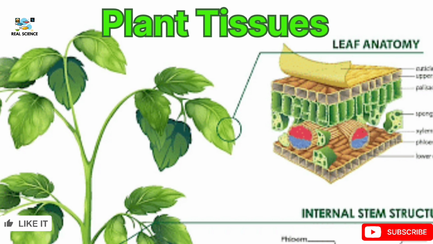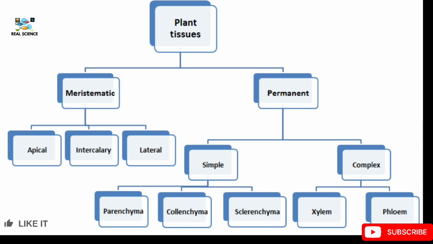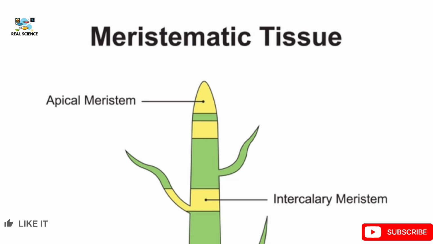This is about plant tissues. So let's see how many types of plant tissues there are. There are mainly two kinds of plant tissues, meristematic and permanent. In meristematic there are three kinds: apical meristematic, intercalary meristematic and lateral meristematic.